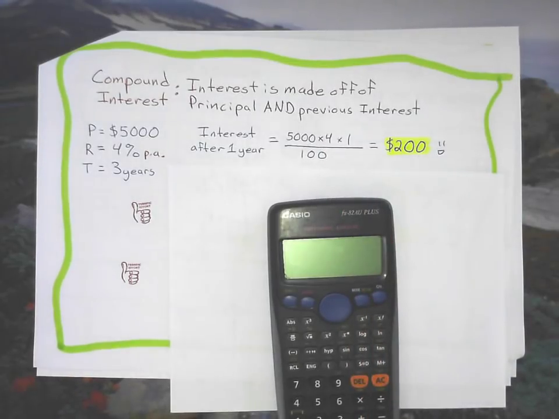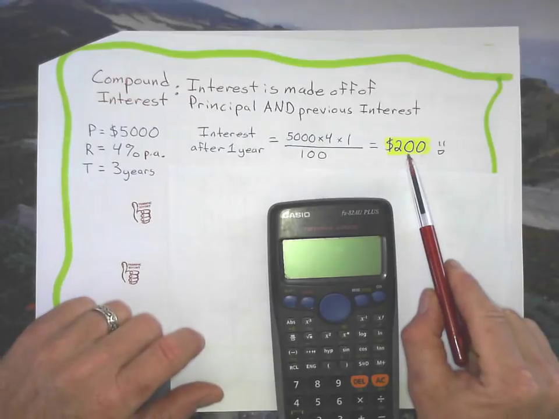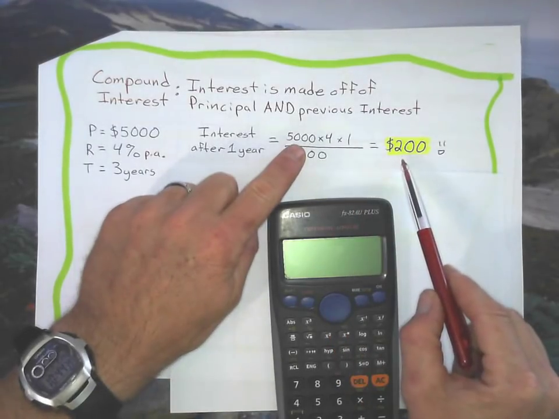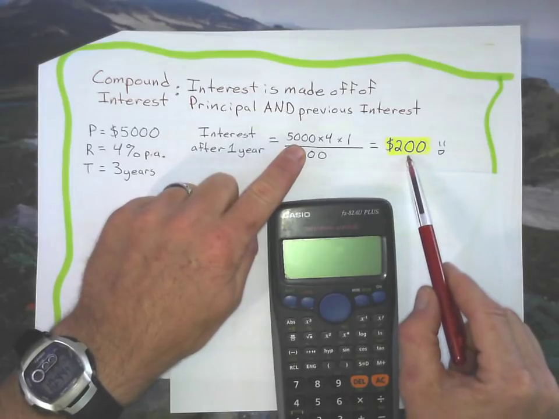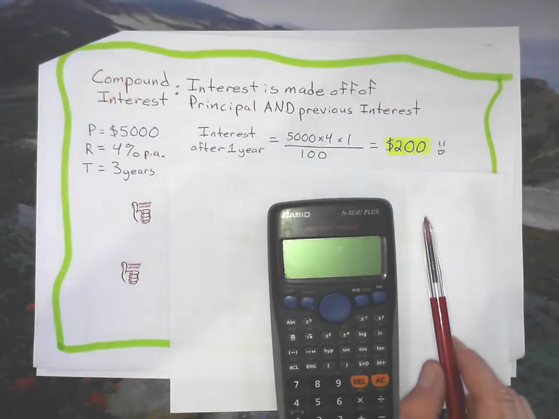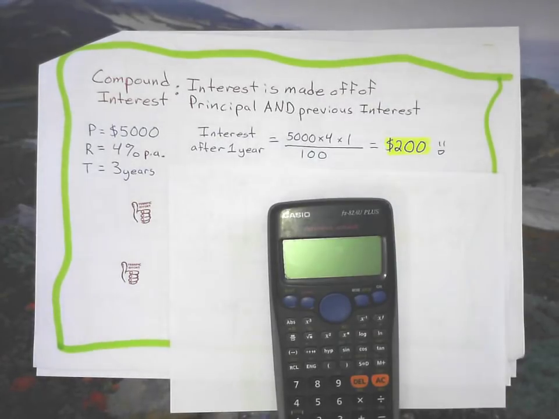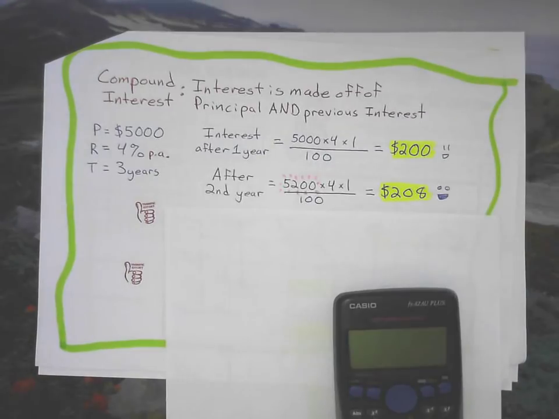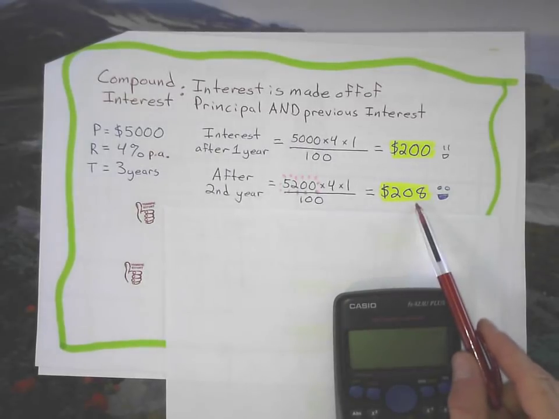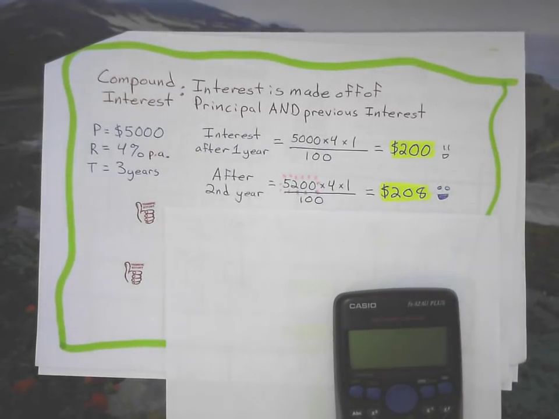Now with compounding, this 200 is going to go back into your account. So the original amount was 5,000, and now you're going to have 200 more. So at the end of year 1, your new amount's going to be 5,200 in the bank. After the second year, you're going to start with 5,200 instead of 5,000, and then your interest at the second year is going to be $208.